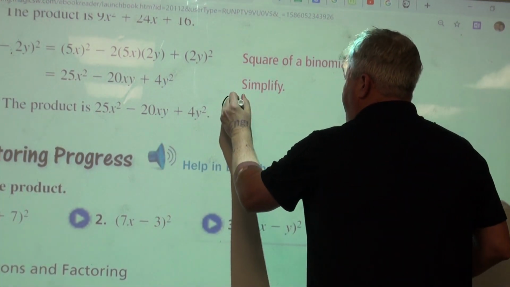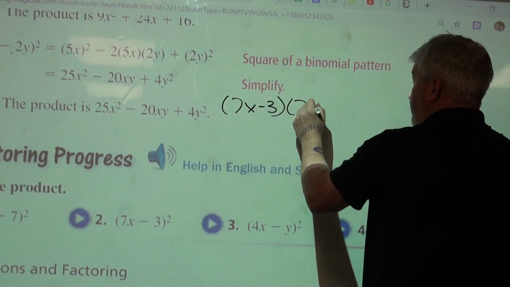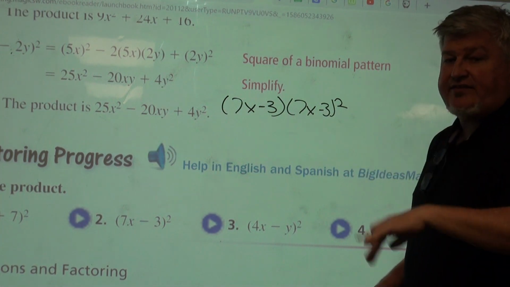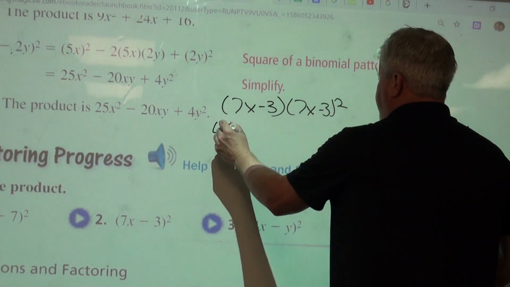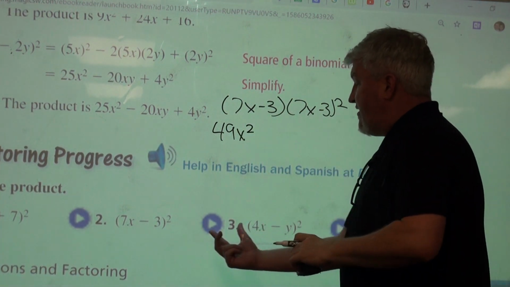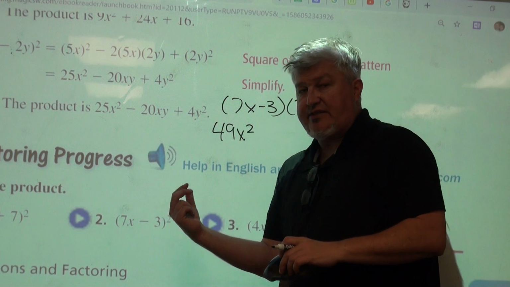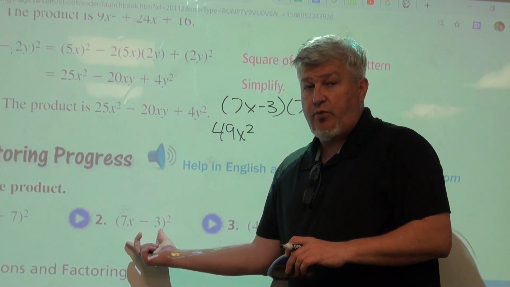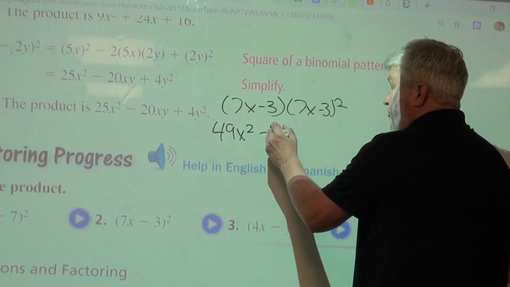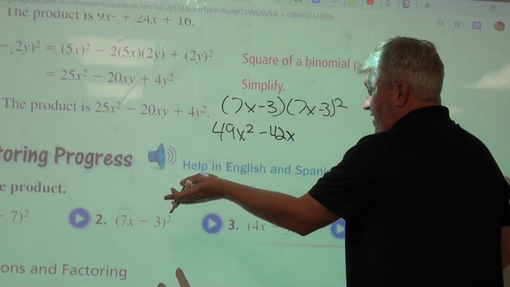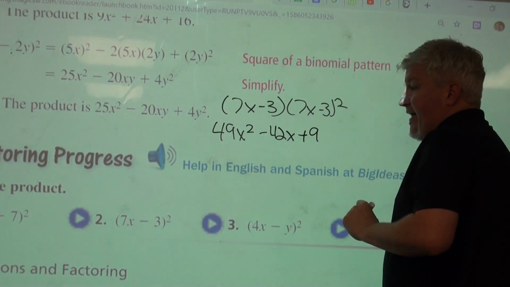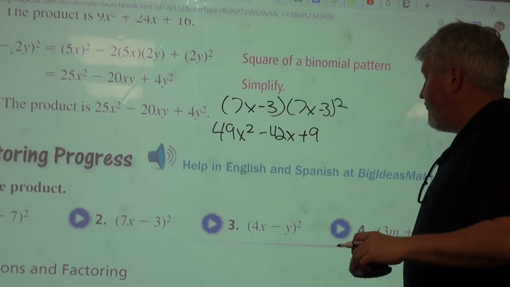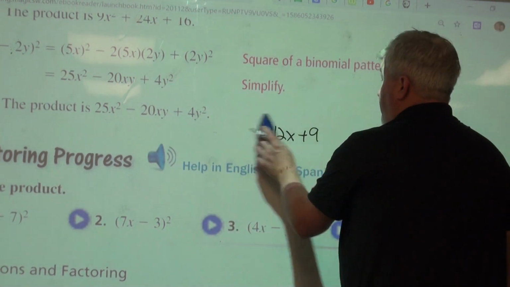Number 2, 7x minus 3 squared. Okay, multiply the first two terms together. 7x times 7x, that's 49x squared. Multiply the terms together. Negative 3 times 7x is negative 21x. Let's multiply that times 2. 2 times negative 21 is negative 42. So negative 42x, and then square the last two terms. Negative 3 times negative 3 is 9. Okay? 49x squared minus 42x plus 9. That's number 2.